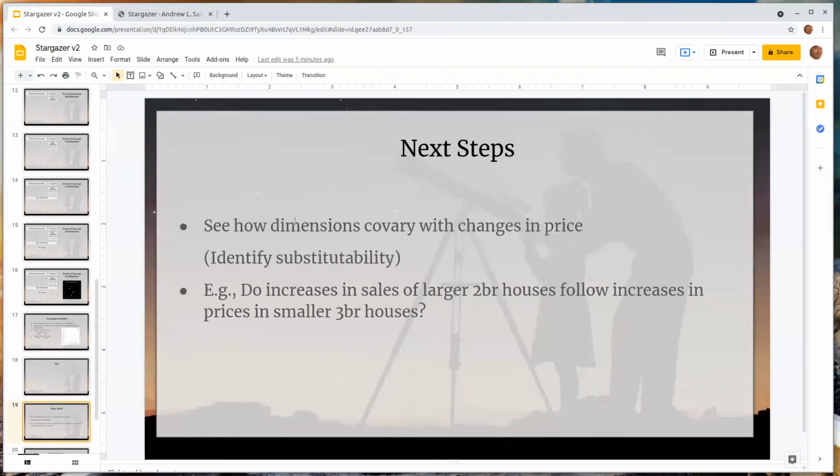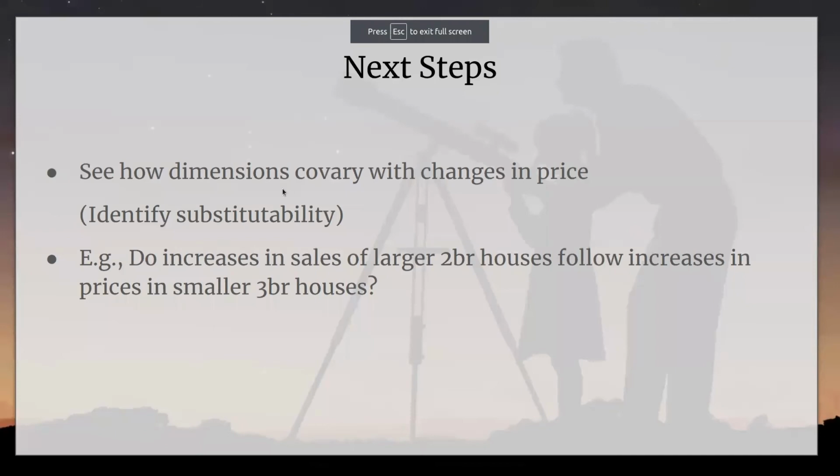So the next steps are to see how these dimensions and data in these dimensions covary with changes in price. And if we do that, we could potentially identify substitutability. So for example, maybe we might observe increases in sales of larger 2-bedroom houses following increases in price in smaller 3-bedroom houses. And I chose these because intuitively larger 2 bedrooms and smaller 3 bedrooms might make sense. But the advantage of autoencoders is that we don't have to have any a priori assumptions about what's similar and what's not.